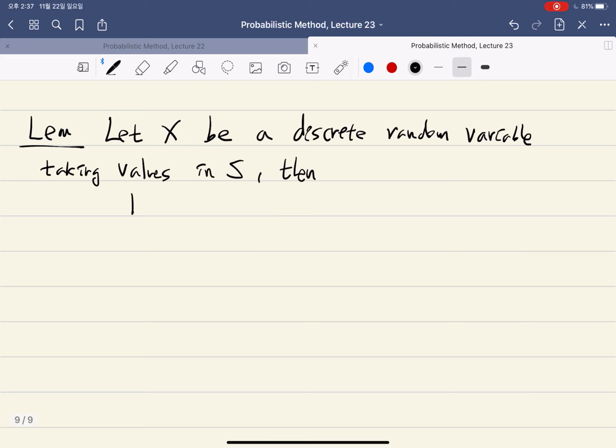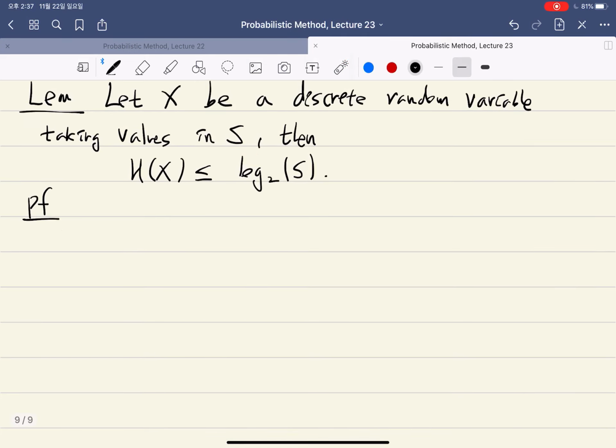Then we want to conclude that the entropy of x is at most the log of the size of S, which is the entropy of the uniform random variable, which chooses the elements in S uniformly at random. The proof is not difficult. It's a standard thing that you can imagine. Whenever we have an inequality, the first thing we consider is convexity.